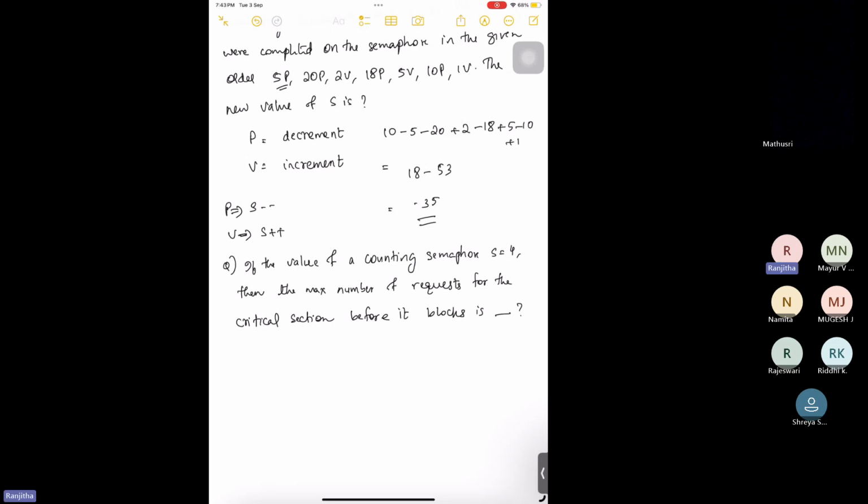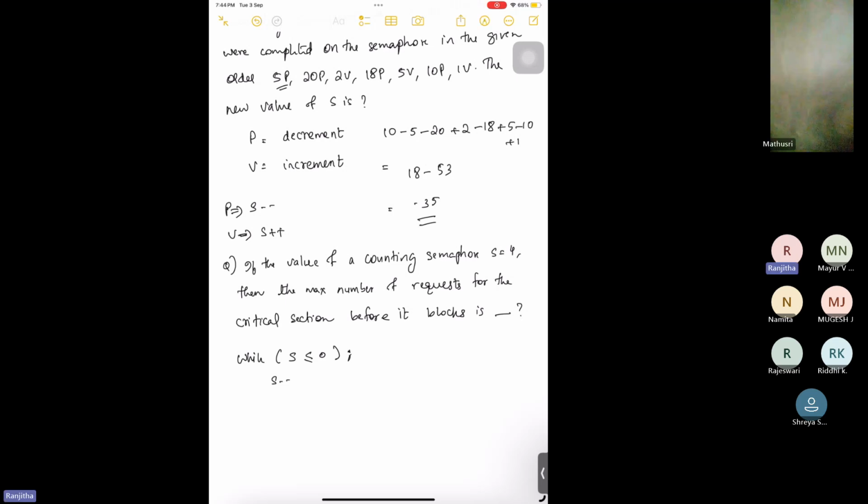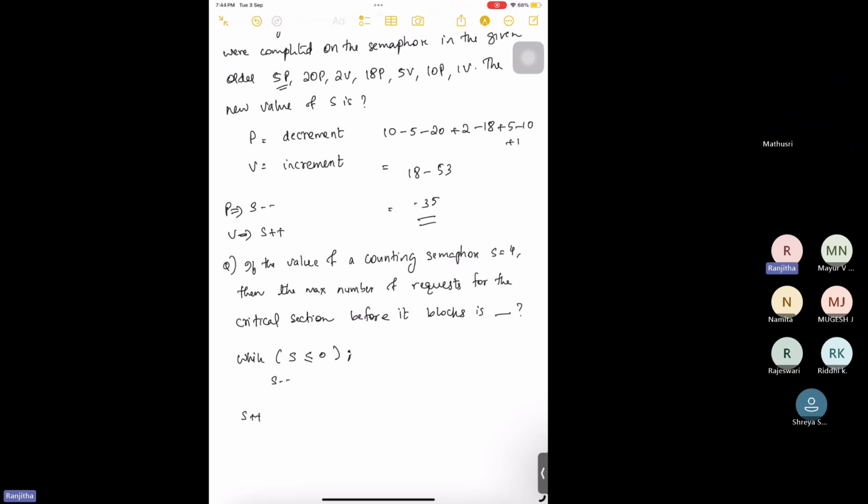Yeah, so how the P operation and V operation works is: while S is less than or equal to 0, you wait. If S is less than or equal to 0, you wait. Otherwise, you decrement. This is the P operation. The V operation is S plus plus.